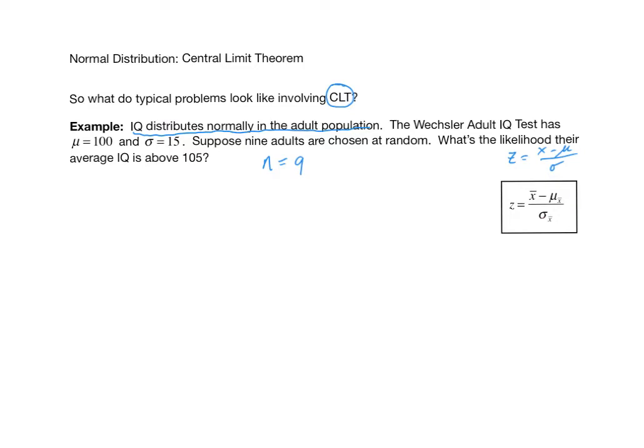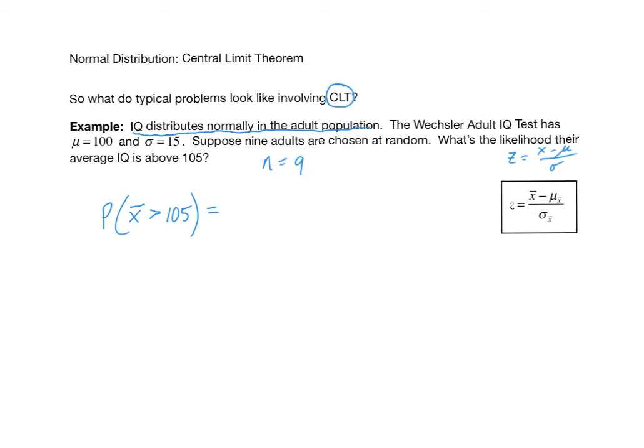So you notice it has the same structure as it originally did here. So we're going to go through the computation in much the same way that we did before. We want to know what's the probability, and now I'm going to specifically use the notation because I don't want to know what's the likelihood one person has an IQ above 105. I want to know what's the likelihood that 9 of them have an average IQ, x bar, greater than 105. So this is my question. What's the likelihood that the average IQ of the 9 people is greater than 105?